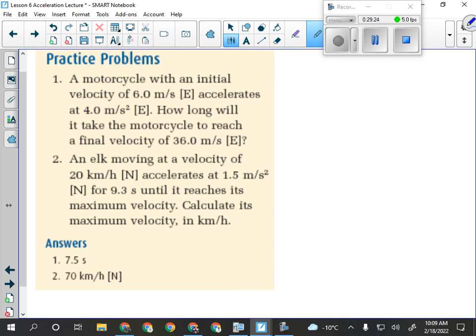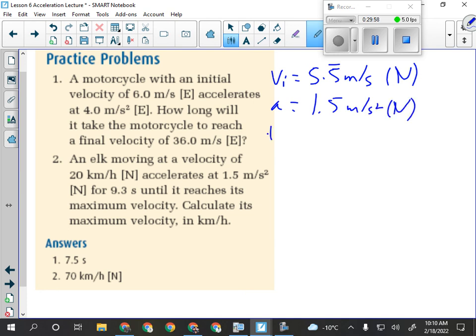to that. Okay, so on number 2, we've got this elk moving at 20 kilometers per hour. Okay, so we've got, what is 20 divided by 3.6? 5.5 repeating. All right, so our initial velocity is 5.5 repeating meters per second. Okay, it's accelerating, and that's north. Right, that beside it, north. Okay, and it's accelerating at 1.5 meters per second squared, north, for 9.3 seconds. What's its final velocity? And it wants it in kilometers per hour, so we'll have to convert it back after.